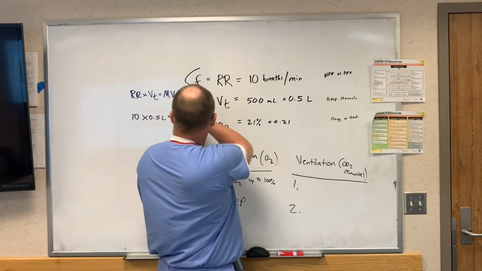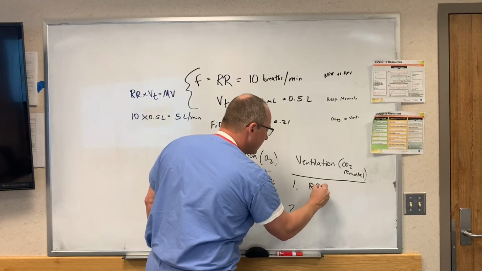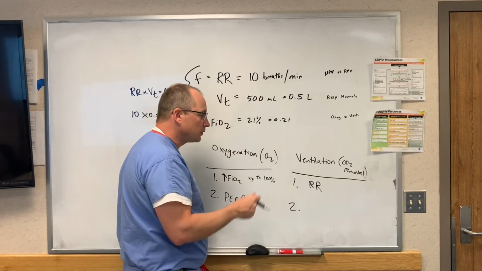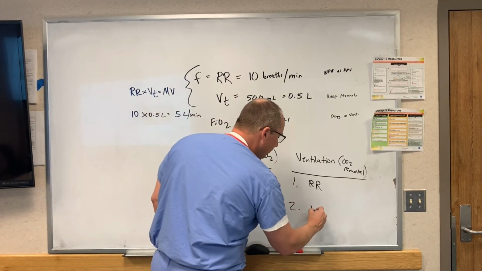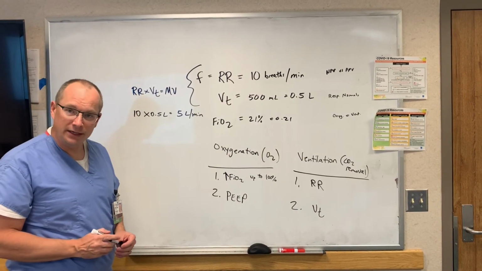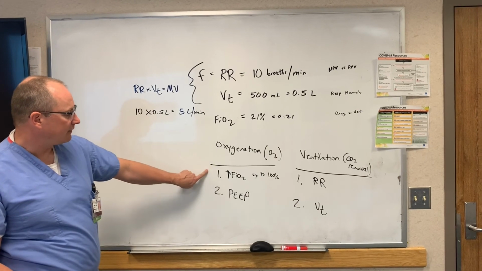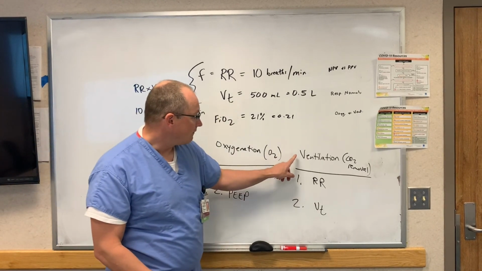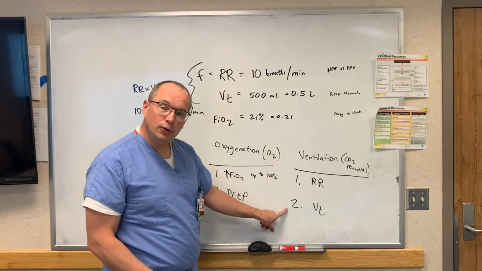Ventilation, there's two things. Once again, it's the minute ventilation. We can augment respiratory rate, and if we increase respiratory rate, we will blow off more carbon dioxide. And over here, we can increase the tidal volume or augment the tidal volume if we need to get rid of more CO2. So for oxygenation, you can change FiO2 and PEEP on a ventilator, and for ventilation or CO2 removal, we can change the respiratory rate or change the tidal volume.